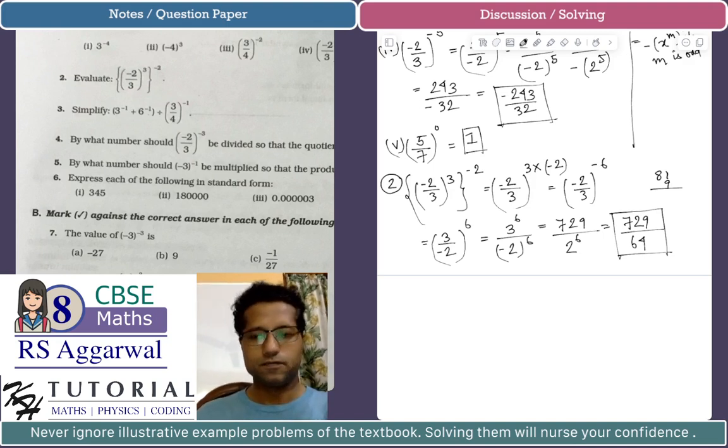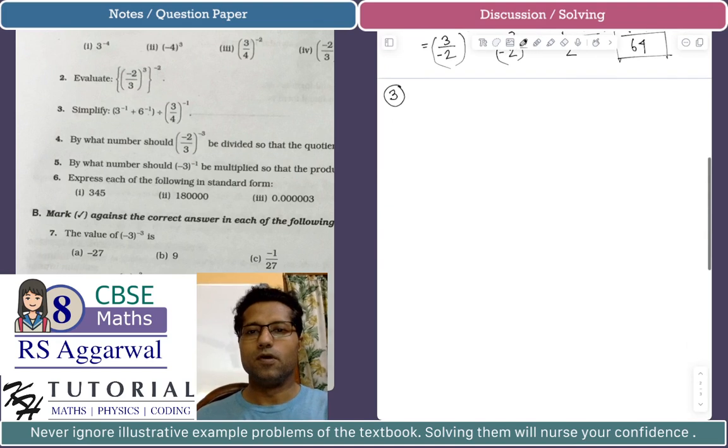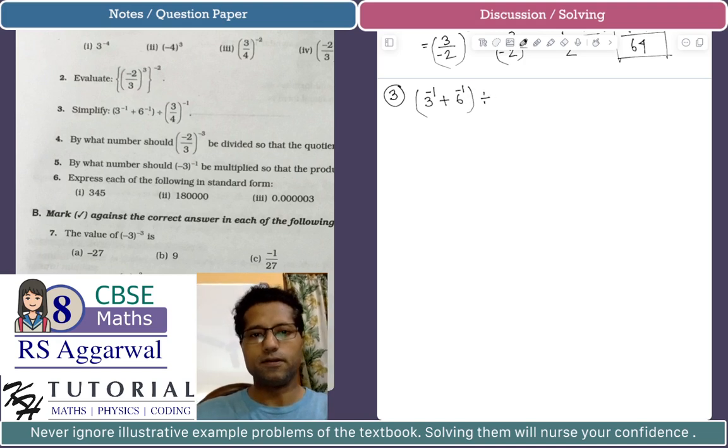Okay, this was problem 2. Let's do problem number 3. Problem number 3 is simplification. We have to simplify 3 raised to the power minus 1, that is reciprocal of 3, plus 6 raised to the power minus 1, this whole divided by 3 by 4 raised to the power minus 1.